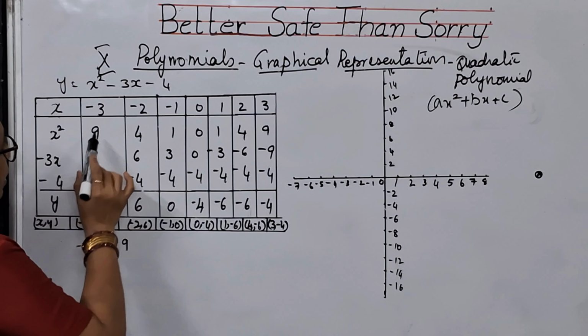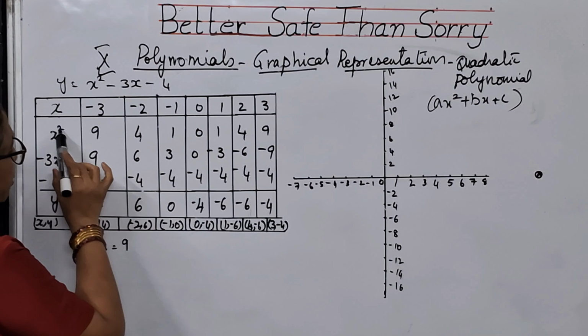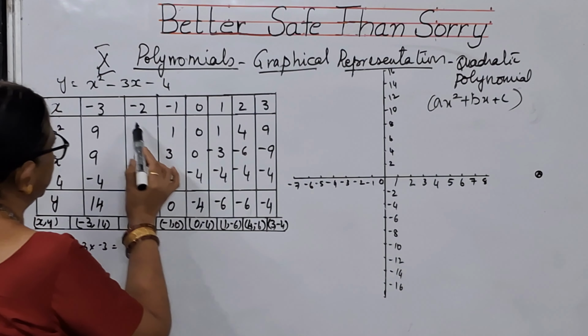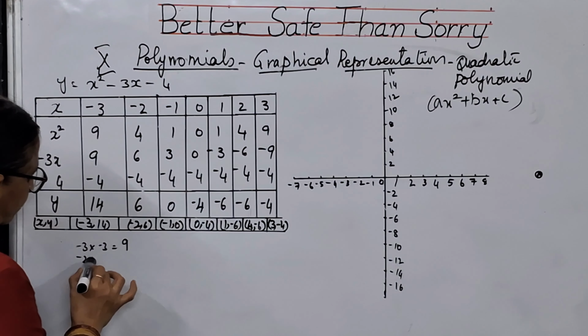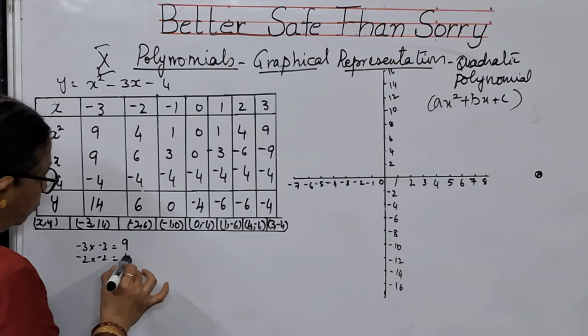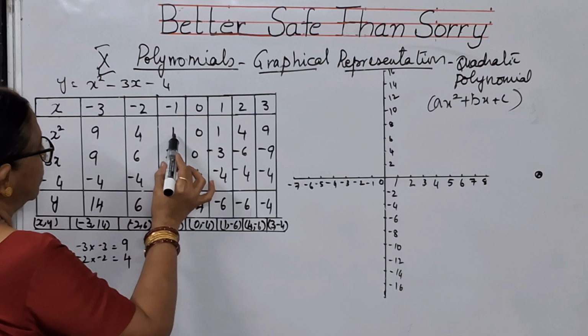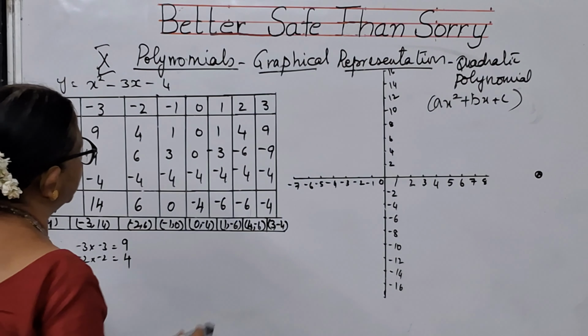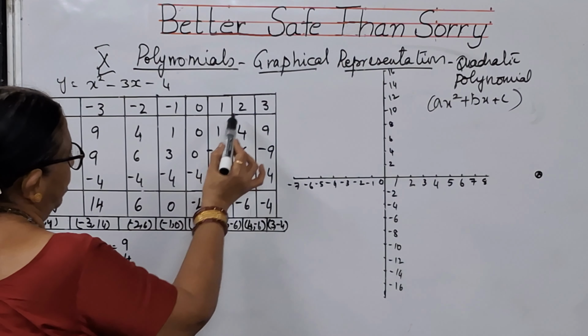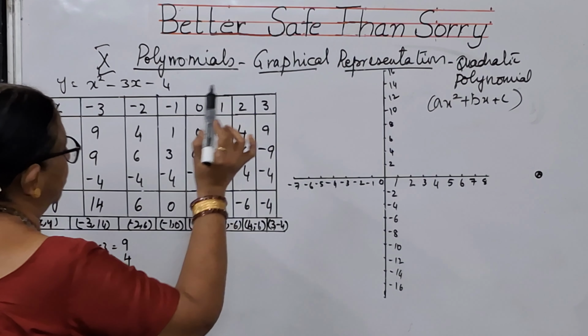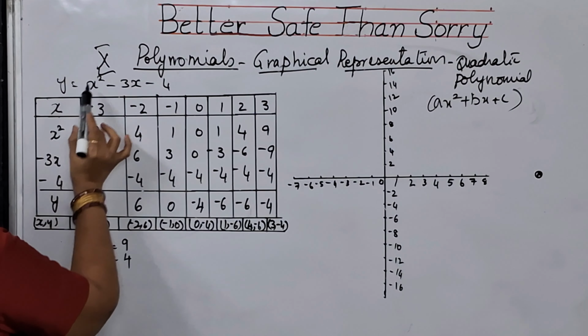Let us do x square for all. Minus 2 means minus 2 into minus 2, 4. So I have written it here. Minus 1 into minus 1 is 1. And 1 square is 1, 2 square is 4, 3 square is 9. So you have done x square.